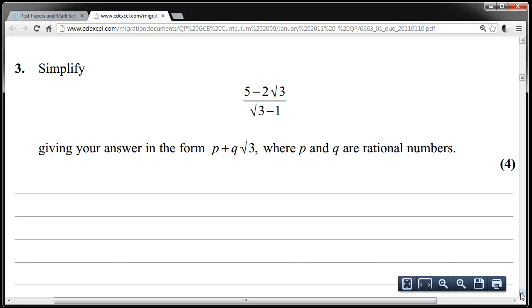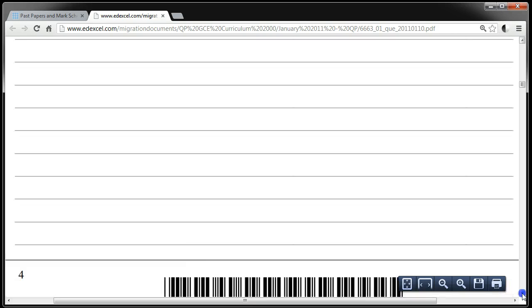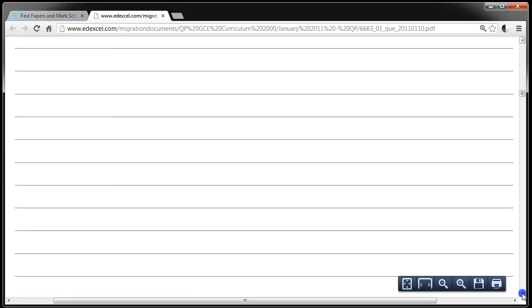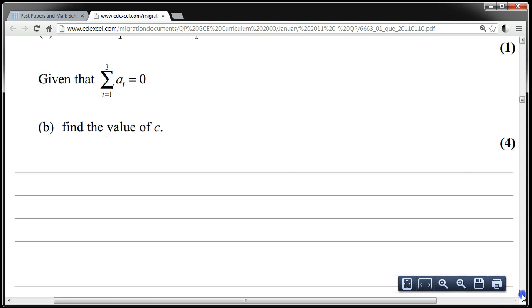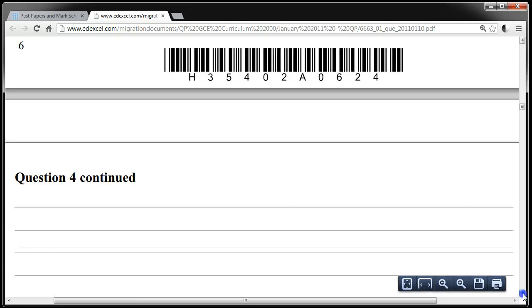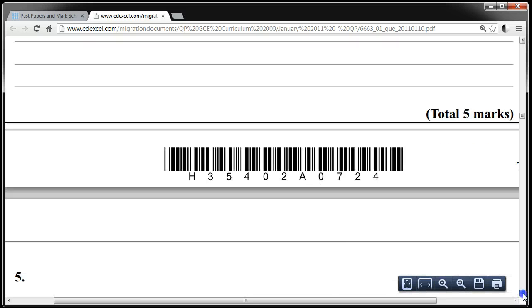Number 3, surds. Rationalize the denominator here, write it in the form of p plus q, find p and q. Very nice question. So 1, 2 and 3, no surprises there, which is good news indeed. Question 4, sequences. We got this relationship here describing the first point and then the subsequent points generated for this particular sequence. Find A2, which is easy enough. The first 3 add up to 0, and then find the value of C. So again, that's a nice easy question to follow through on. So question 4 is good, and ample room to put our answers.